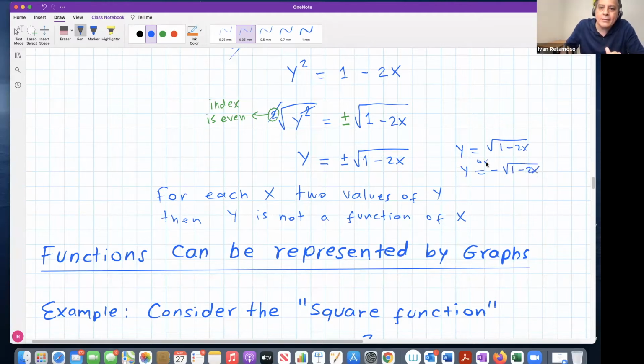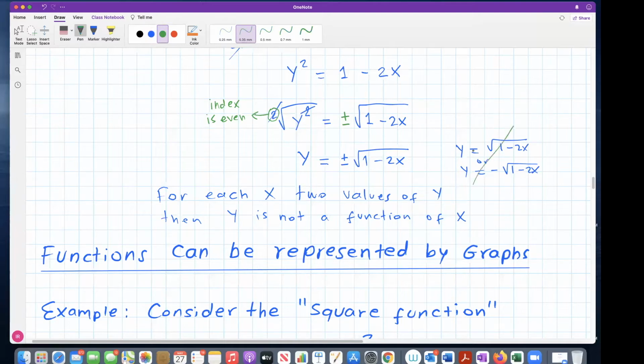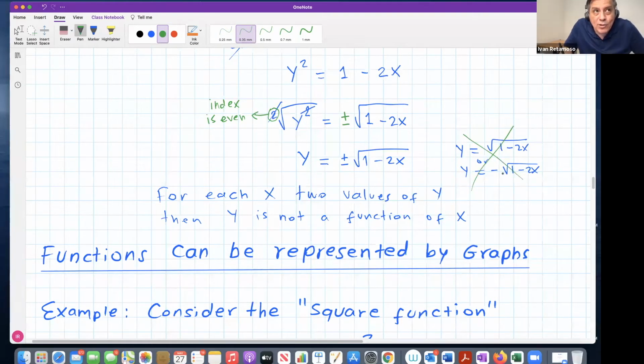So for each x, I'm getting two y's, two different y's, right? So this cannot be, this is not a function. Okay, got it. Thank you. Yeah, it's just like what we said before, right? For a given time, let's say New Year's Eve, I cannot be in New York and at the same time in LA, because I have to be in just one place. That's the idea. It's not a function.